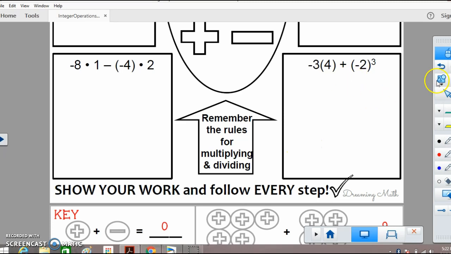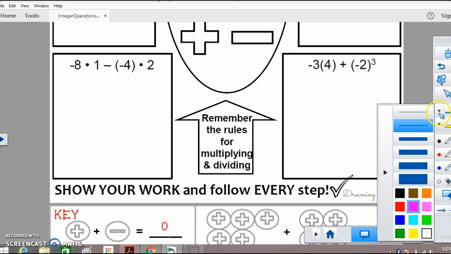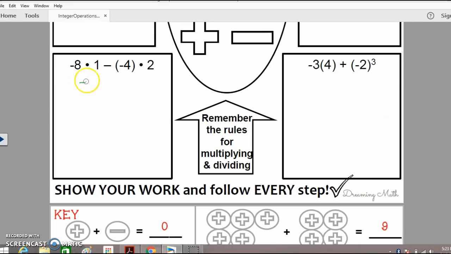Okay, this next one. Woohoo! I think I'll do it in green. In this problem, I see parentheses, but there's nothing to evaluate in them, but I do see multiplication, so let's take care of that first. So negative 8 times 1 is negative 8. There's not much to do here yet, so I'm going to just rewrite it, and then times 2.